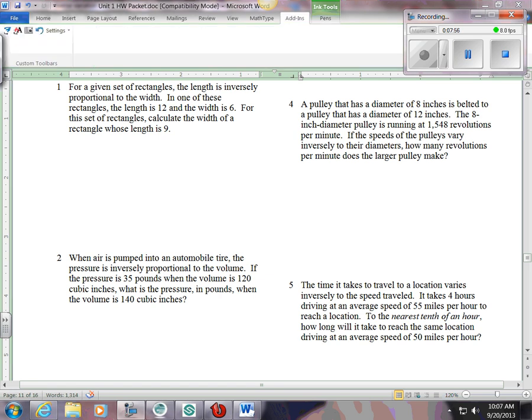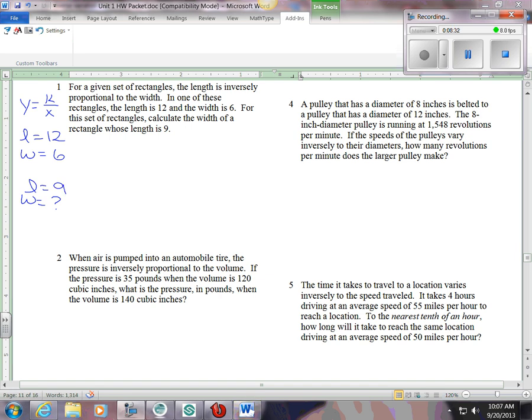For a given set of rectangles, the length is inversely proportional to the width. Keyword? Inversely. Formula? Y equals K over X, right? In one of these rectangles, the length is 12 and the width is 6. So I'm going to write that down. Length is 12, width is 6. I always write down my known information. For this set of rectangles, calculate a width for a rectangle whose length is 9.